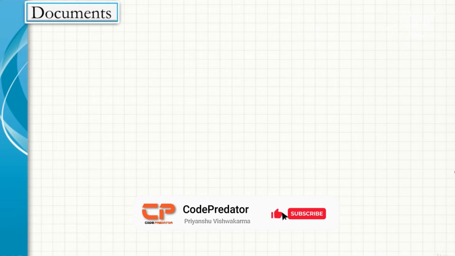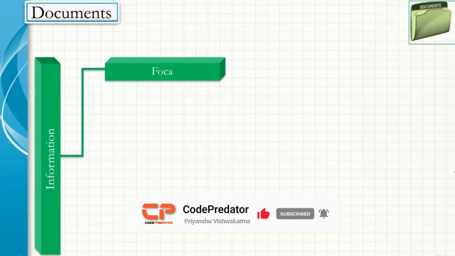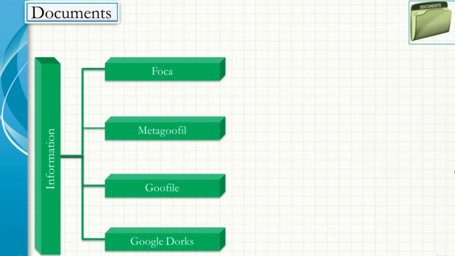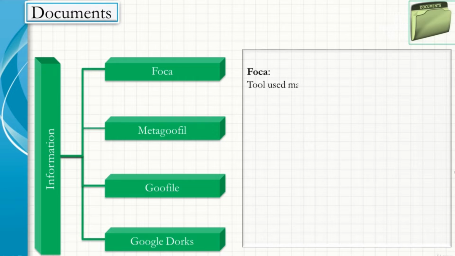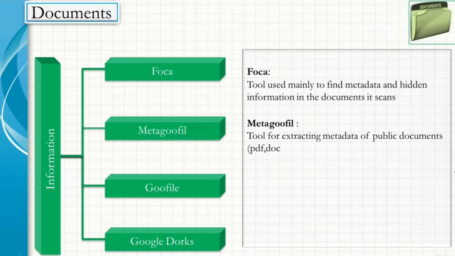Information gathering using documents. The tools that are used are Foca, Metagoofil, GoFile, and Google Docs. Foca is a tool used mainly to find metadata and hidden information in the documents it scans. Metagoofil is a tool for extracting metadata of public documents like PDF, DOC, XLS, and PPT available on the target websites.